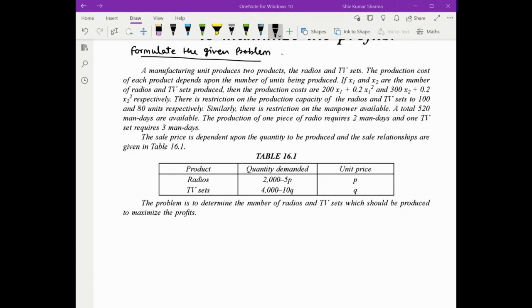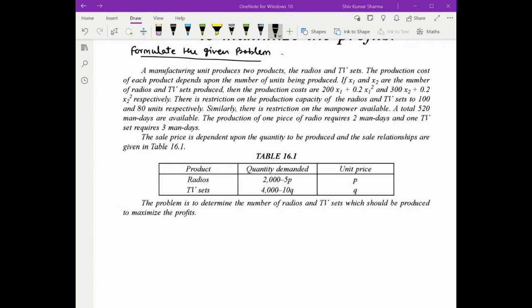That means the product radio sets' quantity demanded is 2000 minus 5p, where p is the unit price, and for TV sets it is 4000 minus 10q, where q is the unit price of TV sets. The problem is to determine the number of radio and TV sets to produce to maximize the profit.